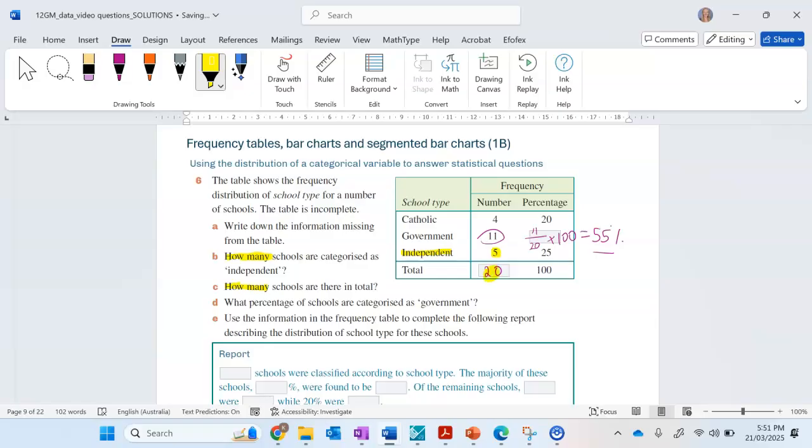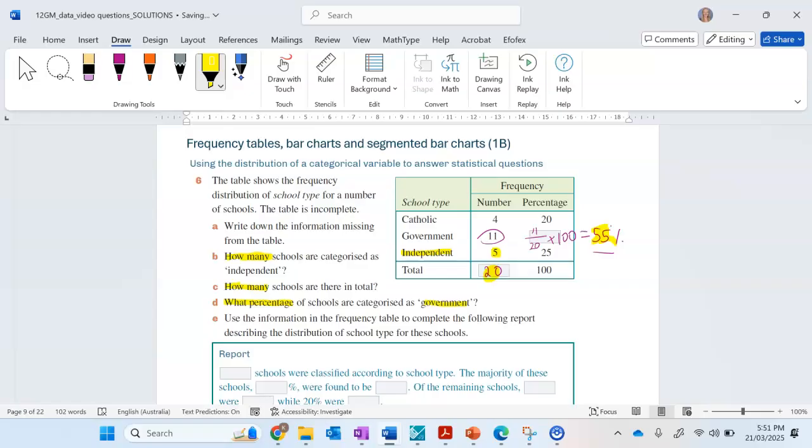But question D is asking for a percentage. So you have to make sure you're reading a question correctly. Is it asking me for a number, or is it asking for a percentage? What percentage of schools are categorized as government? We worked that out before. It was 55%. Now in question E, I know I'm going quite quickly, so you can pause me at any time, or you can listen to me on 1.5 speed if you like.